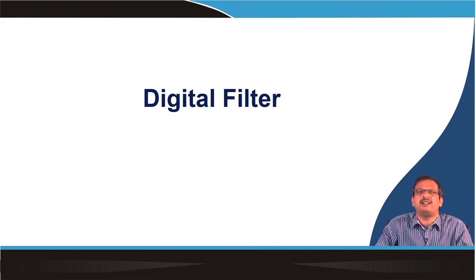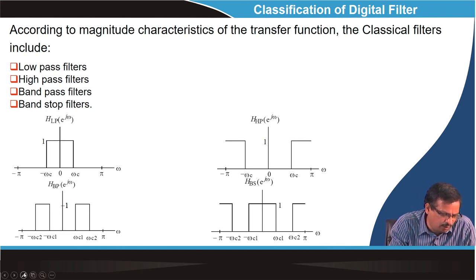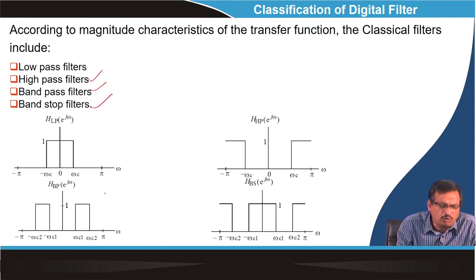There may be different kinds of digital filters. If I talk about the normal filter, according to the magnitude characteristics of the transfer function, the filters are classified into different kinds: the low pass filter, the high pass filter, the band pass filter and the band stop filter. What is a low pass filter? It will allow only this frequency range. Elsewhere the attenuation is total, the amplitude of the magnitude response is 0.